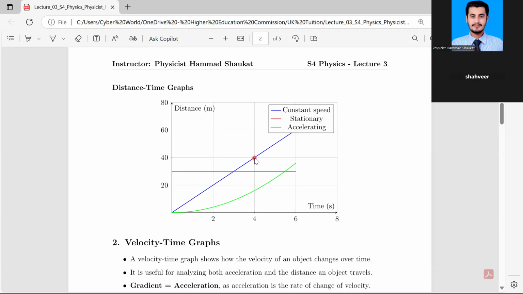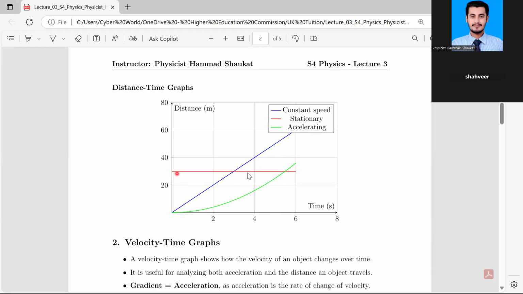Now can you calculate at this point? 10 meters per second. Yes, again 10 meters per second. Can you calculate at this point? 10 meters per second as well. Again 10 meters per second. So does the speed's value change? No, it doesn't. It always remains 10. So if the speed's value always remains 10, it means this line represents constant speed. Am I right? Yes.